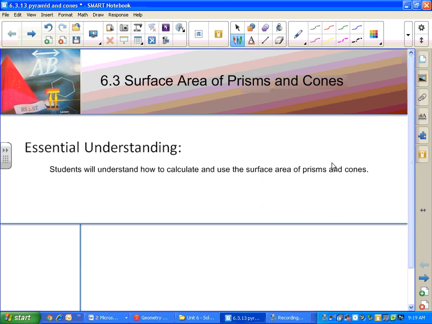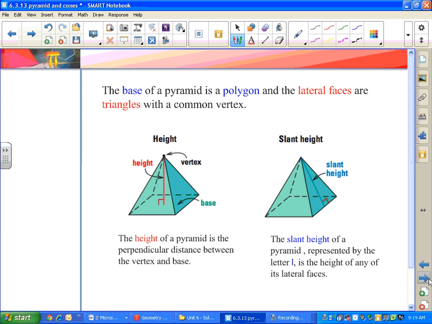This is section 6.3, and we're going to look at the surface area of prisms and cones. So our learning goal for this section is that students will understand how to calculate and use the surface area of prisms and cones. So let's get started.